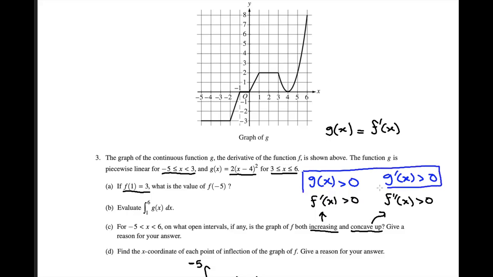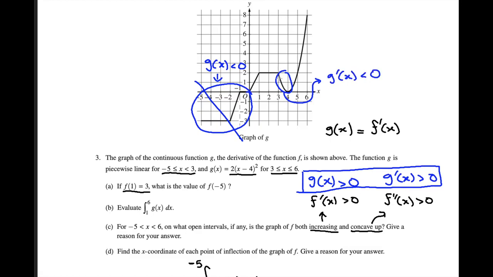So where g of x is greater than 0 and g prime of x is greater than 0, we can eliminate some things right off the bat. We can eliminate this entire piece over here, since g of x is less than 0 here, so that doesn't work. We can also eliminate this piece over here, since g prime of x is less than 0 there. If you look at it, g of x is decreasing there, so g prime of x is less than 0.